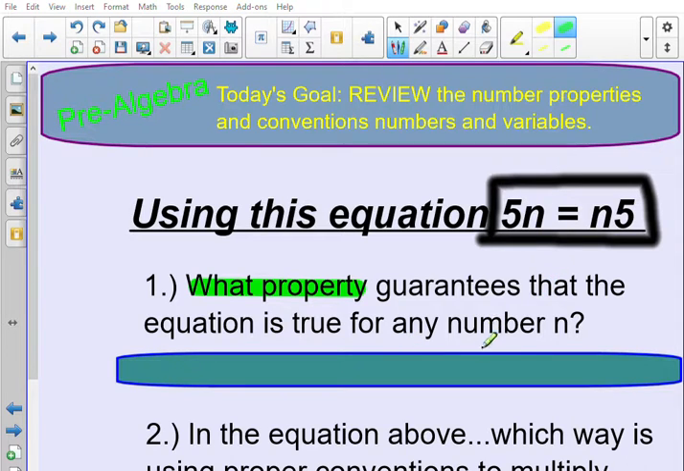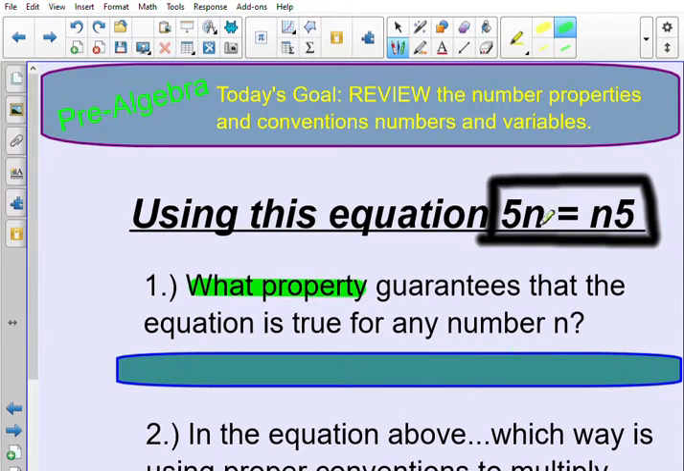Commutative property. The commutative property, remember we talked about that idea of commuting. When you are commuting, you go from A to B and B to A, and they happen to be the same. So A times B is equal to B times A.